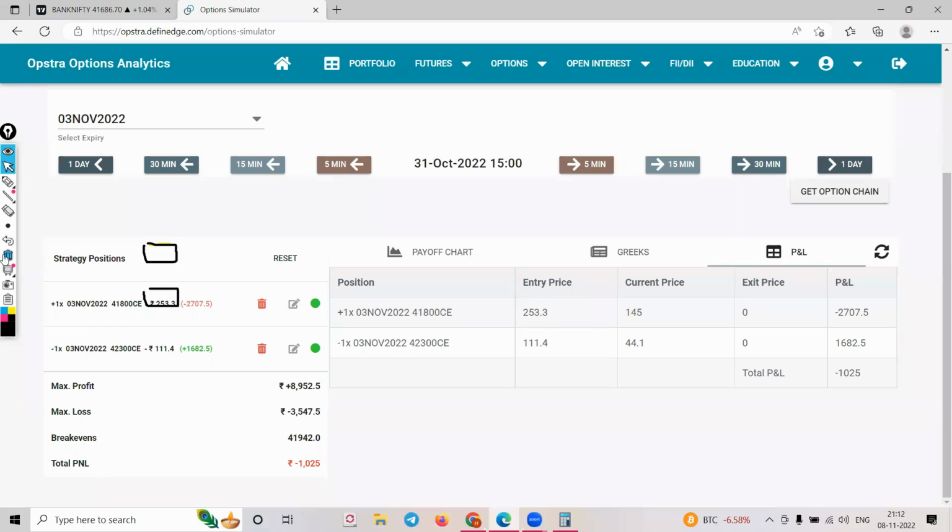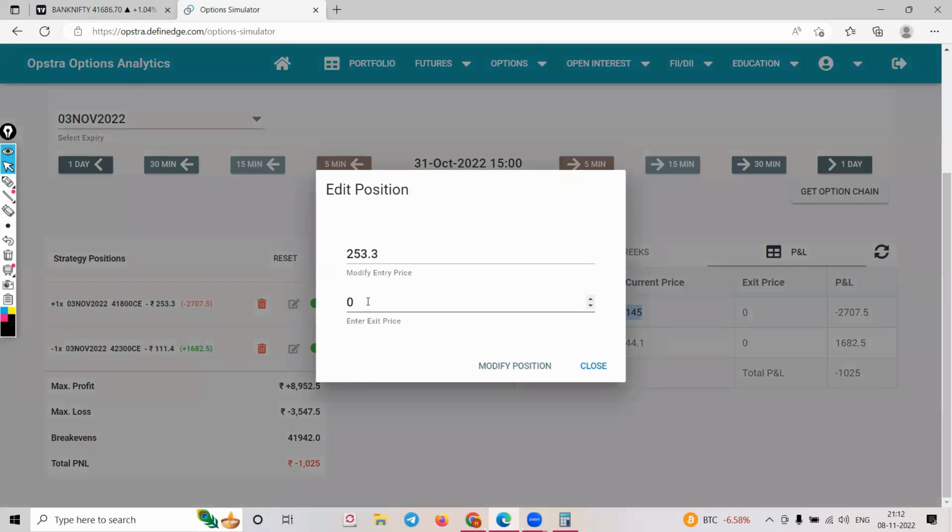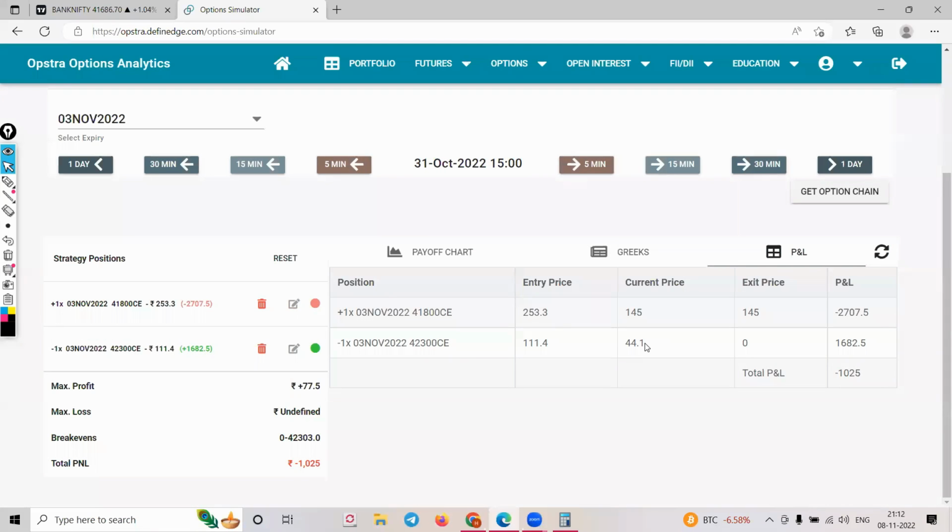So where is that? Basically, first we'll see this thing. We'll just convert it to a Strangle. So what I'll do, I'll just book my loss, the buy position, and then this put is trading at 44. The premium is at 44. Just to convert it to a Strangle, I have to go for 44 or less than 44.